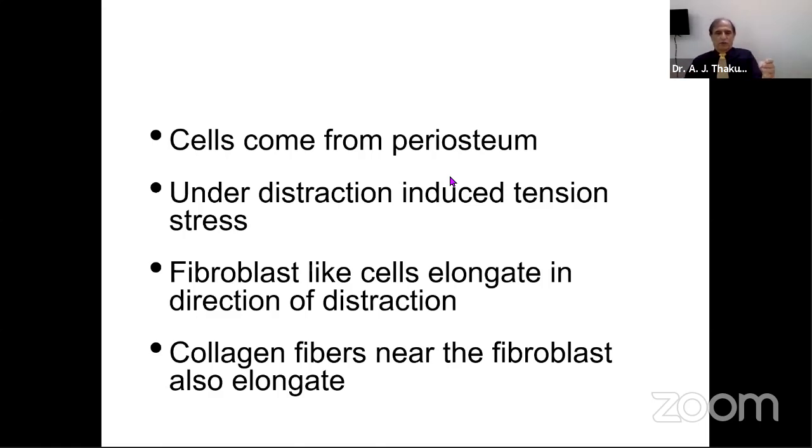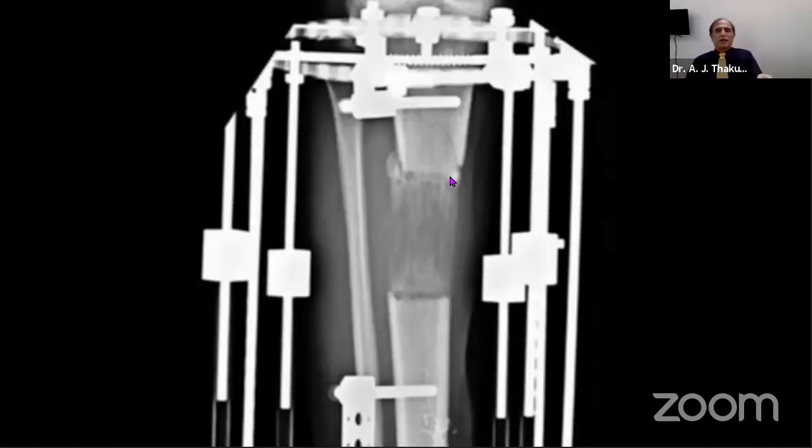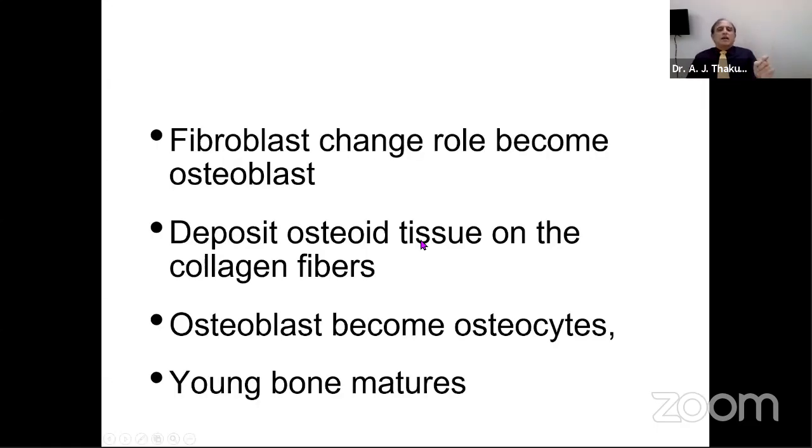When the fibroblasts and collagen fibers are also laid down nearby, as you can see, a small amount of bone formation is happening all the time here. It all starts from here and goes down along that. Fibroblasts change their role and become osteoblasts, then they deposit osteoid, then osteoblasts become osteocytes. That means by stages they become more mature and then they become normal bone cells.